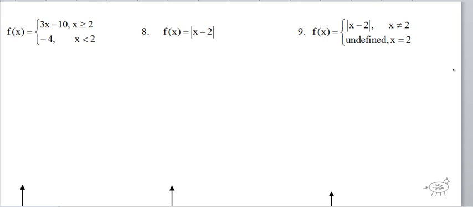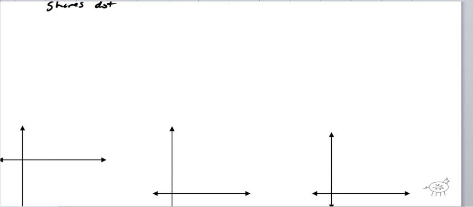The first thing I'm going to do is I'm going to plot points. So if I put a 2 in there, 3 times 2 is 6. 6 minus 10 is negative 4. So this is 2, negative 4. And this one is 2 comma negative 4 also. Right? Because it's negative 4. There's nothing to plug into. So it's 2, negative 4. So actually, this shares a dot at 2, negative 4. So let's go ahead and plot that. So 2, negative 4 is just one solid dot.